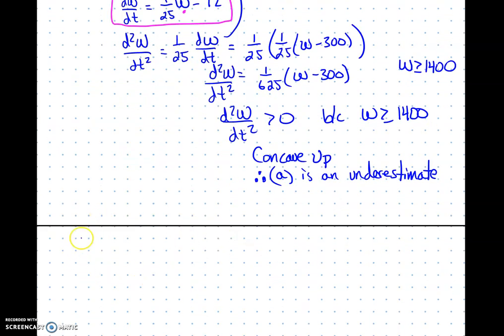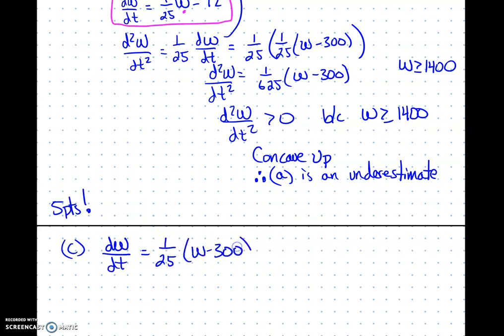Now, part C. Part C is 5 big points. Let's hope we get one this year. It tells me find the particular solution, w equals w of t to the differential equation. If you see, find the particular solution, separate and integrate. We are going to get everything that includes a w onto one side. We're going to put everything with a t on the other side.